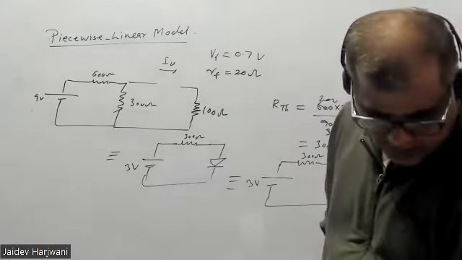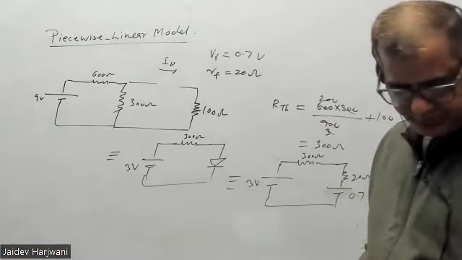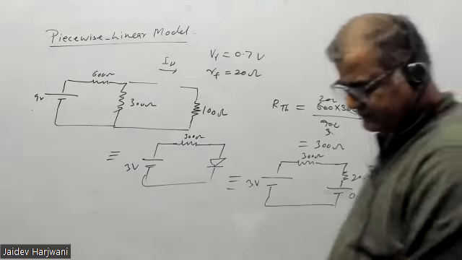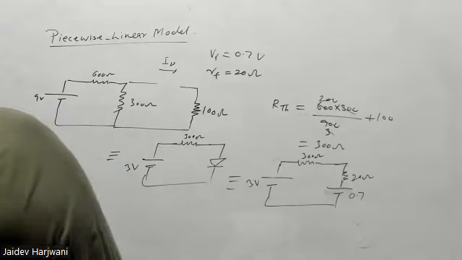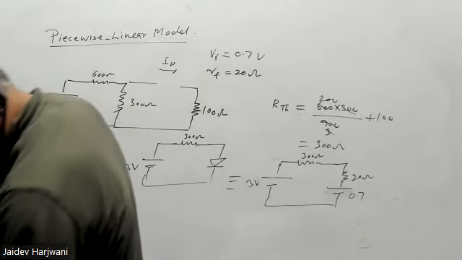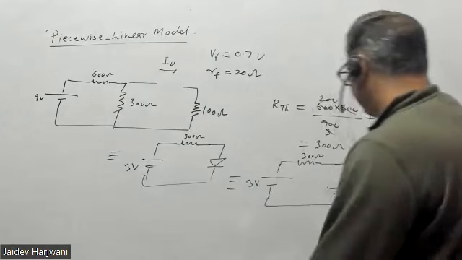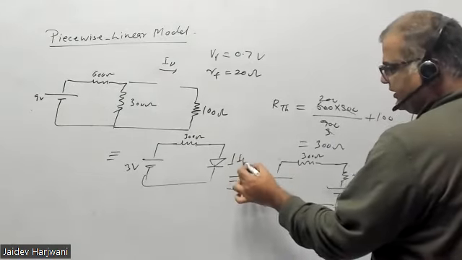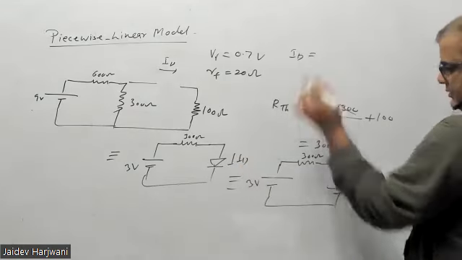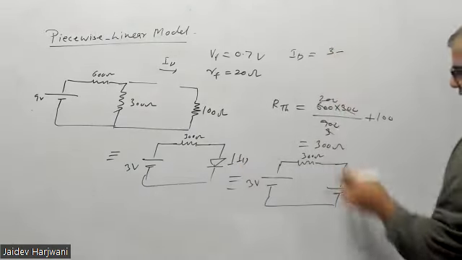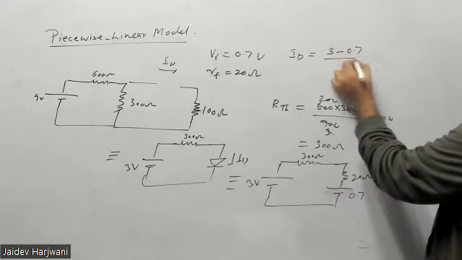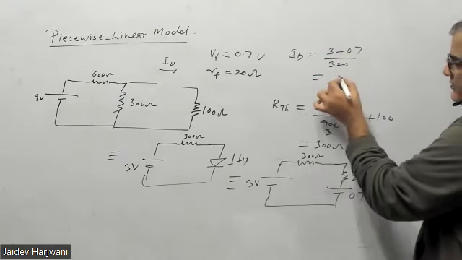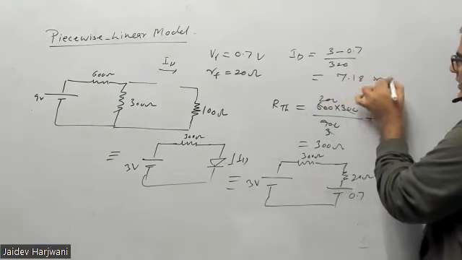So tell me what answer will come. What answer will come on solving? If you want to find ID here, ID will be this 3 volt minus this 0.7 volt divided by 320 ohm, and this answer will come around 7.1 milliampere. Check it.